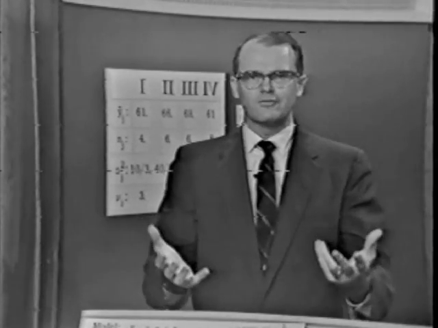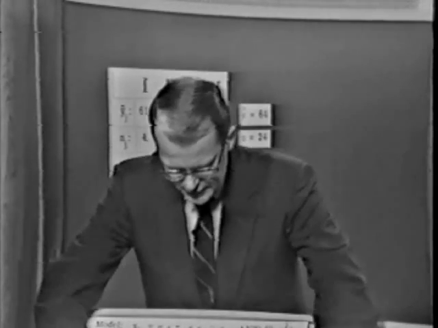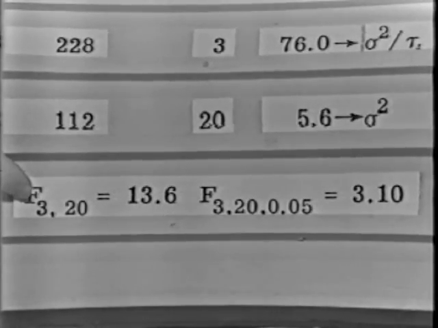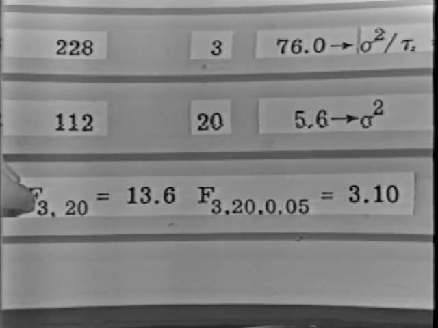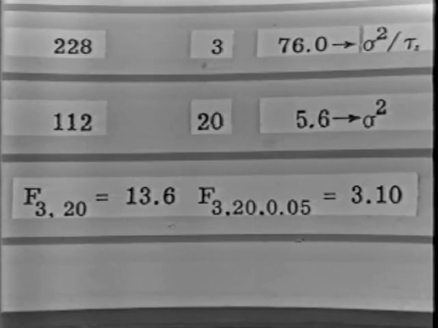So what do I do when I have two estimates of the variance? I can check them out, right, by using the F statistic. And so I've done that. We take the F ratio in this case, and if we take the ratio of those two estimates of the variance, the 76 over the 5.6, we'll get an F with 3 and 20 degrees of freedom, 3 in the numerator estimate and 20 in the denominator estimate of the variance. That comes out to be 13.6.